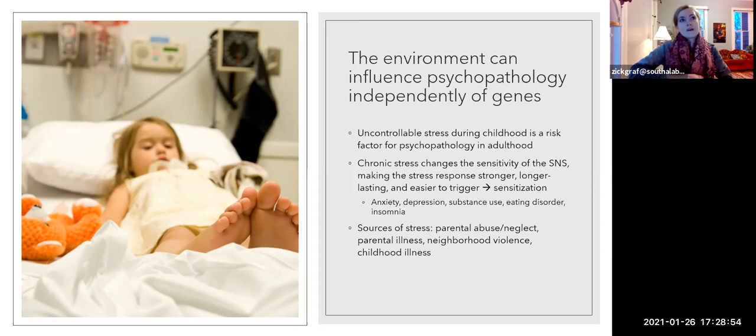So the disorders that we'll talk about in this class that are most strongly related to environmental risk factors like childhood adversity are anxiety, depression, substance use, eating disorders, insomnia. There's post-traumatic stress disorder, that should be on there too. Attachment disorders, some personality disorders.